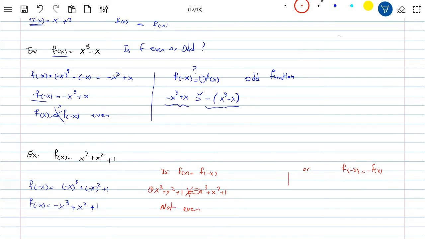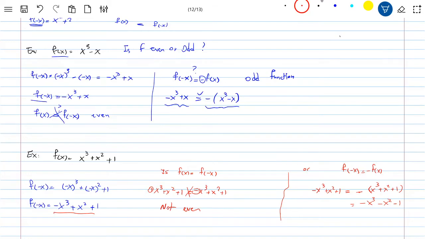How about if we try for odd function? What you see is f of negative x is negative x cubed plus x squared plus 1. This is what we have. How about f of x? F of x is x cubed plus x squared plus 1. If I multiply a negative sign to it, are these two equal to each other? The answer would be no, because negative times x cubed would give you negative x cubed. This is the correct part, but negative times x squared will give you negative x squared and minus 1.